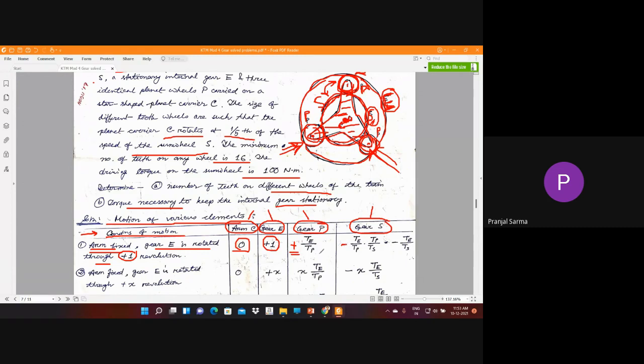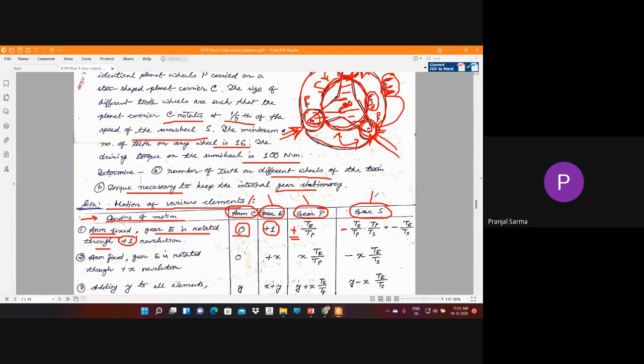Now what happens here? Initially from E, the motion we have obtained in P. Now from P we are getting the motion in S. Two stages. So for gear S, what is the motion? We can write TE by TP, and now from here we are getting in the S wheel, that is into TP by TS. After simplification this is equal to negative of TE by TS. This is the motion in S.